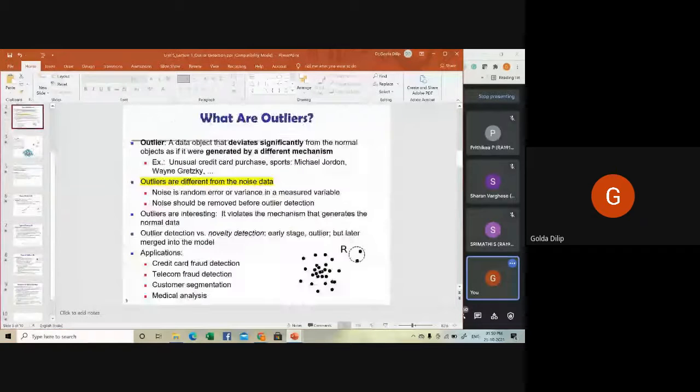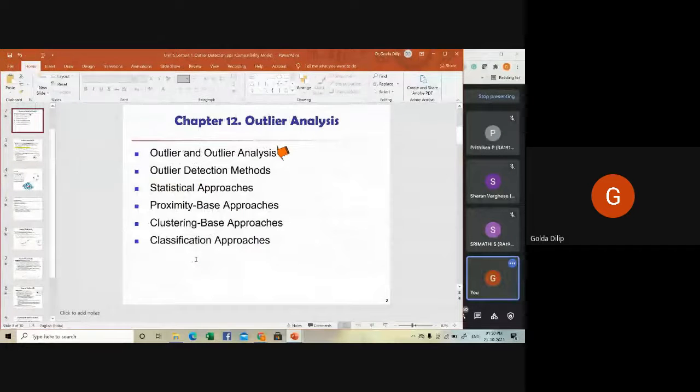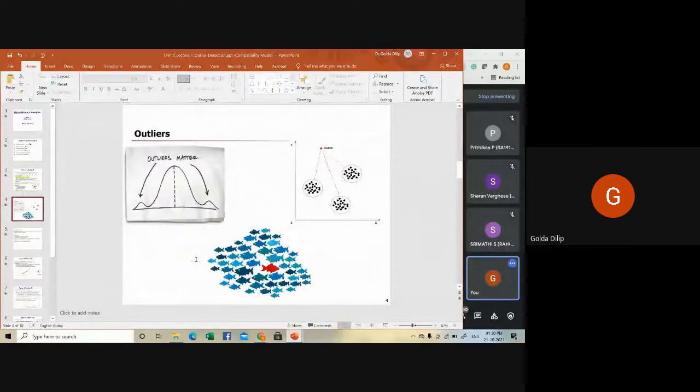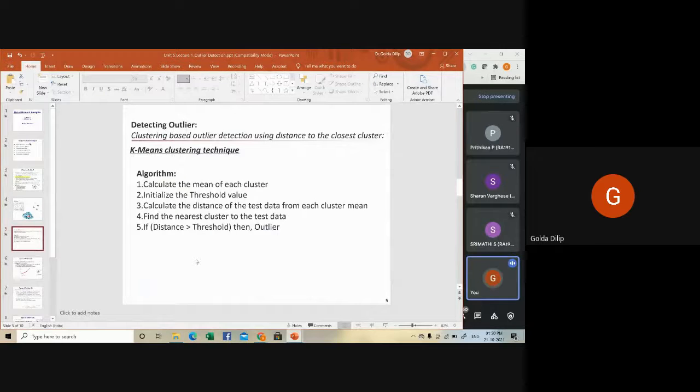Okay, so that's the first part of your fifth unit, which starts with outlier and outlier analysis. What basically is an outlier? How is it different from noisy data? I gave you an example for a credit card fraud company and how it takes care of noisy data and outliers, the application domains of outliers, how clustering is closely related to outlier detection, and how your k-means algorithm is modified to detect the case of an outlier.